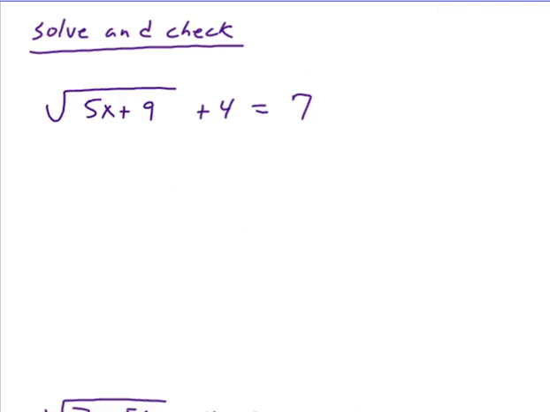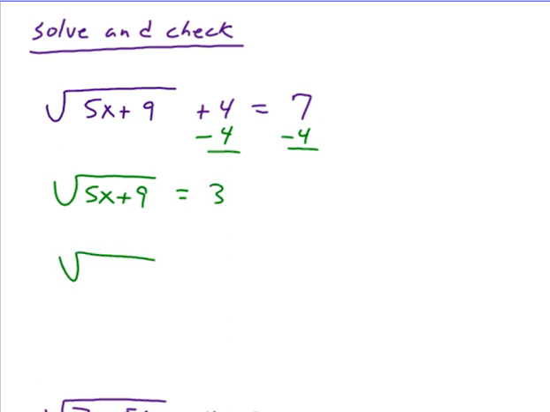Okay, next page. All right. So same kind of problem. What do you think I should do first? So root 5x plus 9 equals what? 3. Square both sides. What do I get? 5x plus 9 equals 9.